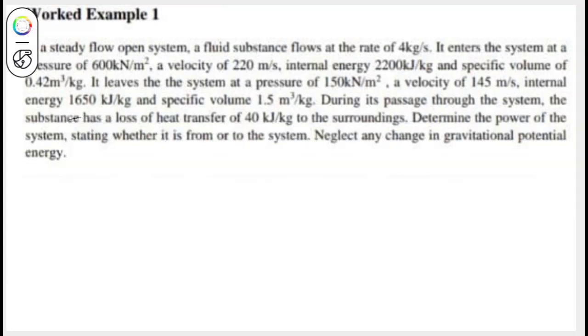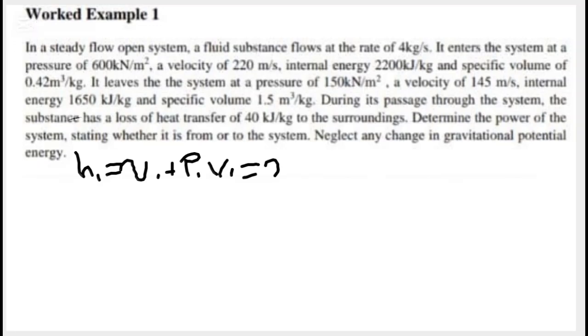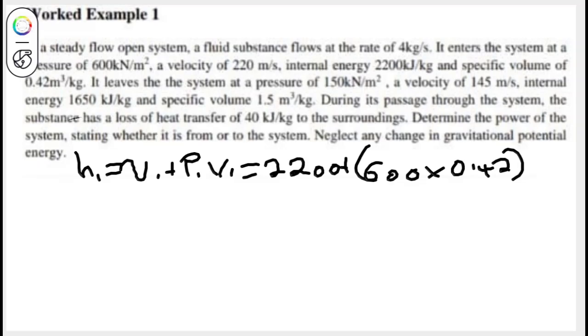So as I was saying, I have to first find H1, which is the same thing as this. For the inlet, the internal energy will now be 2200, and then I have to say plus open bracket, the pressure, which is 600. So I will now say 600 multiplied by 0.42, and at the end my H1 will now be, let me press it and see what we are going to get.